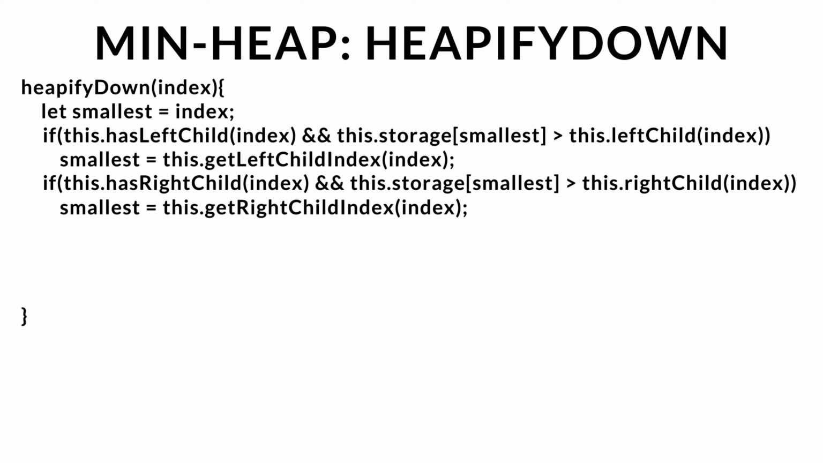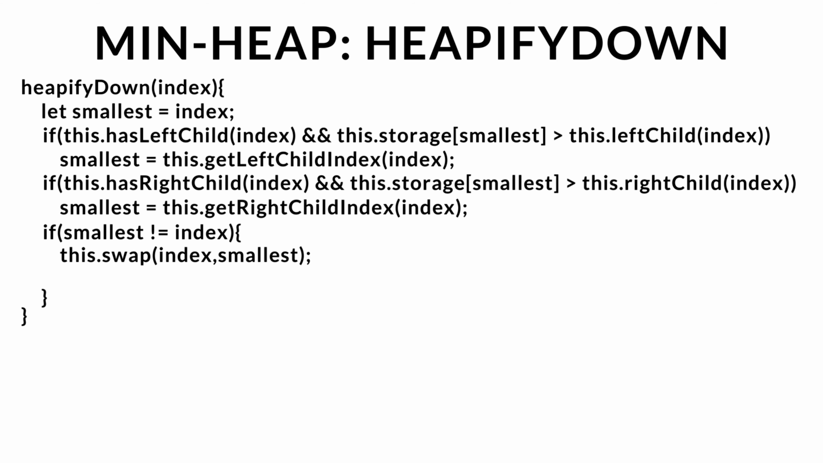Now that we know who the smallest is, we now check to see if the smallest is not equal to index. And remember, index being the current node that we're at. So if this is true, this basically means that either the left or right child is smaller than the node we're currently at. So we can go ahead and swap between the two indices to maintain our heap property. From here, all that's left to do is continue going down our tree. So we go ahead and recursively call our heapifyDown method, passing in the smallest index. So if this if statement doesn't execute, that means that there are no children smaller than the node we're currently at, so we're done heapifying.